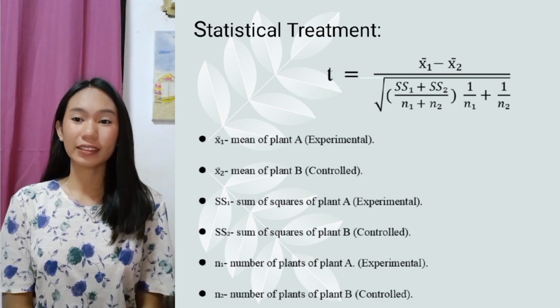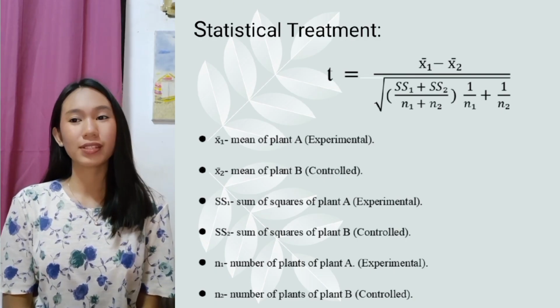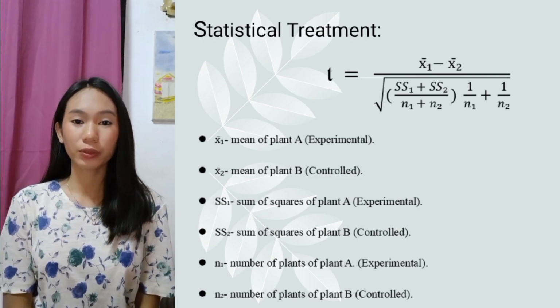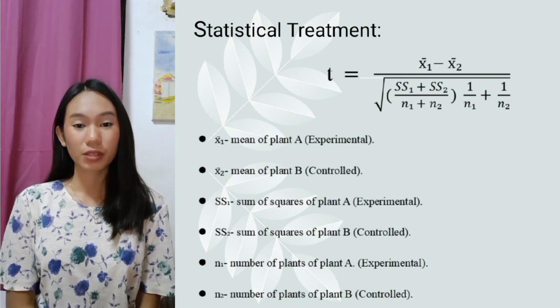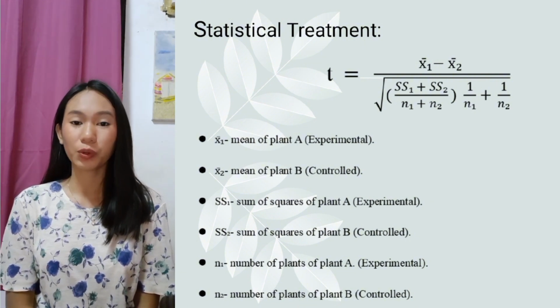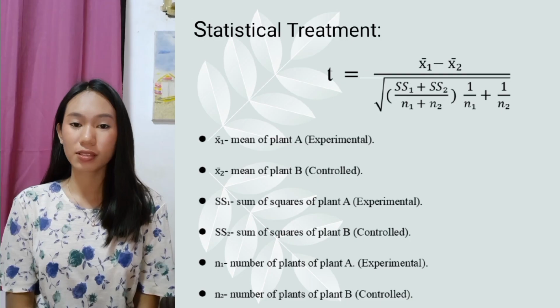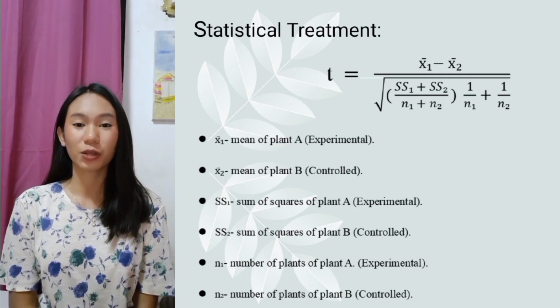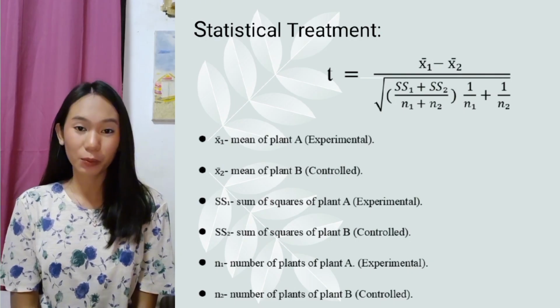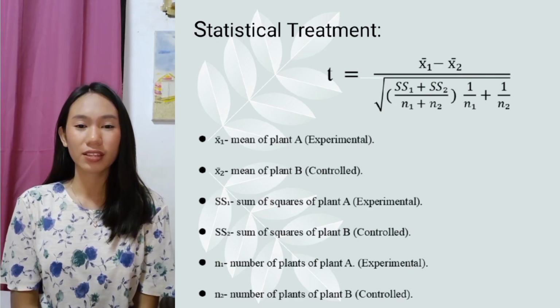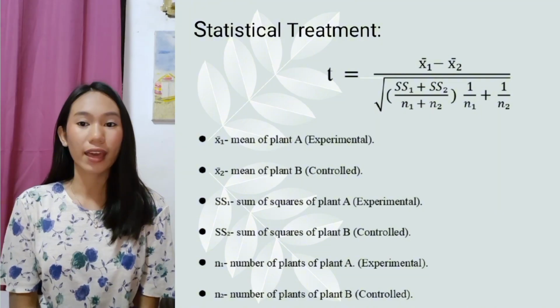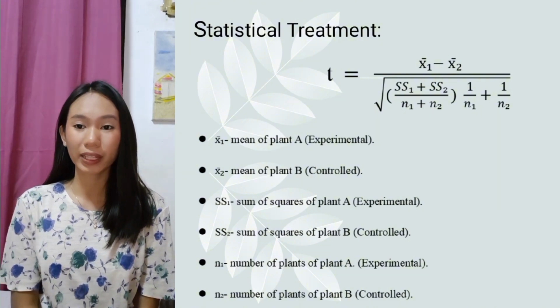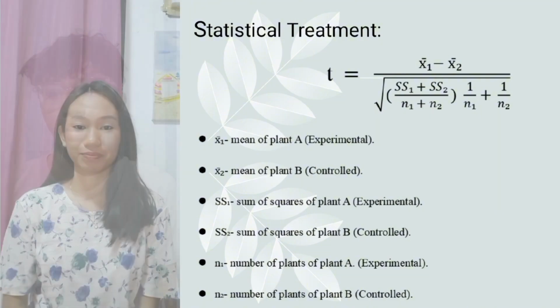The formula is t equals x sub 1 minus x sub 2 over the square root of sum of squares sub 1 plus sum of squares sub 2 over n sub 1 plus n sub 2, times 1 over n sub 1 plus 1 over n sub 2, wherein x sub 1 is the mean of plant A, the experimental group, and x sub 2 is the mean of plant B, the control group.